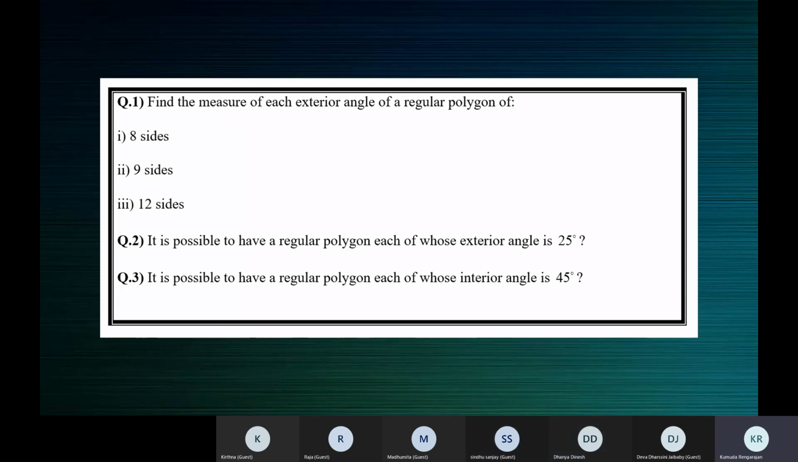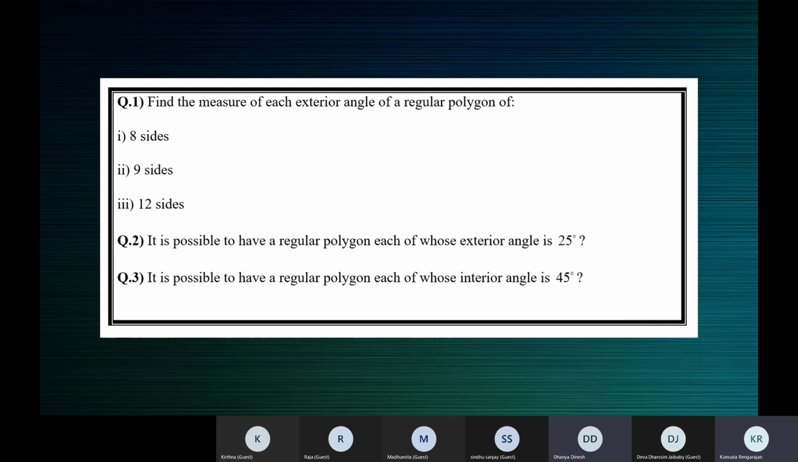So these 12 friends are going to divide 360 degrees equally among themselves because it's a regular polygon. In any polygon, the sum of all the exterior angles is equal to 360 degrees. This polygon is a regular polygon with 12 sides, so this total of 360 degrees will be shared among them equally. So what will be the measure of each exterior angle, children?